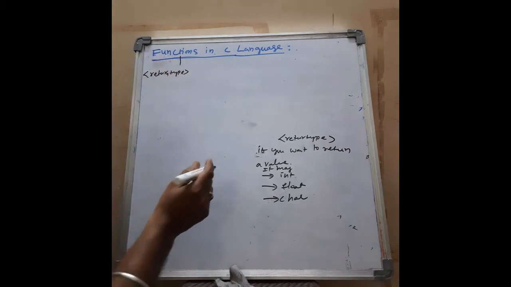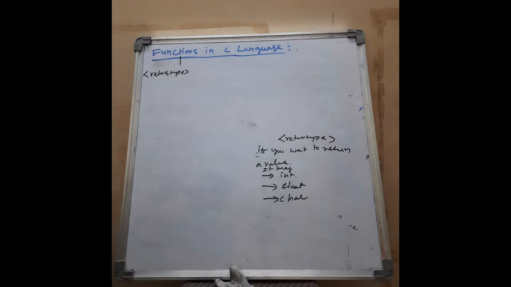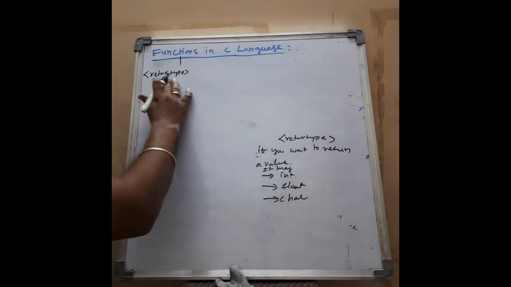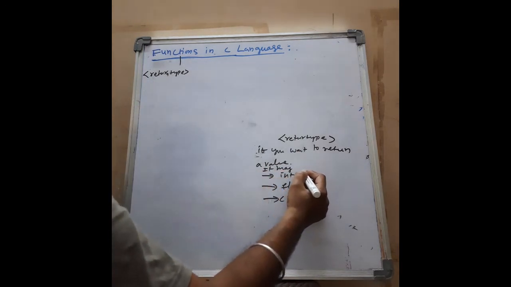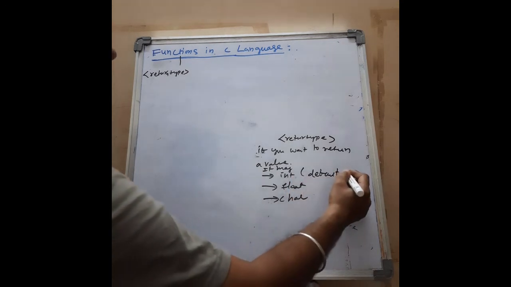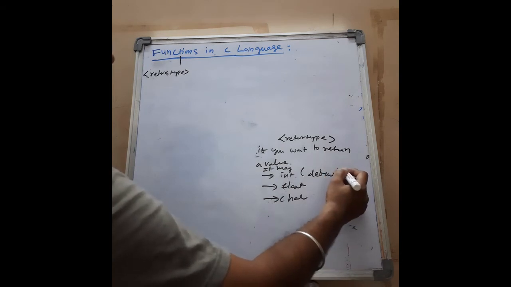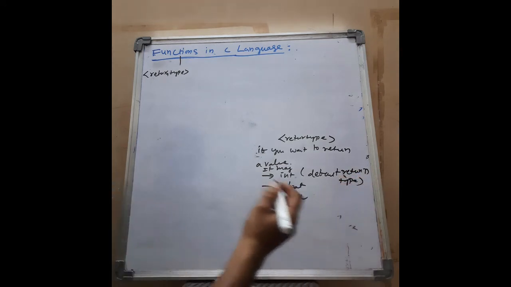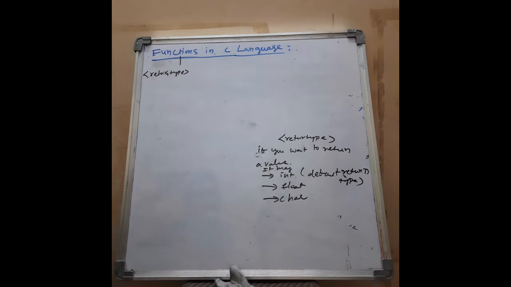This is an important one. If you want to use a return type function, you have to mention what data type you are going to return. If you do not mention any return type value, by default it thinks it returns a value, and that value is integer type. This is important: the default return type. If you do not mention any data type, it means that is an integer return type function.